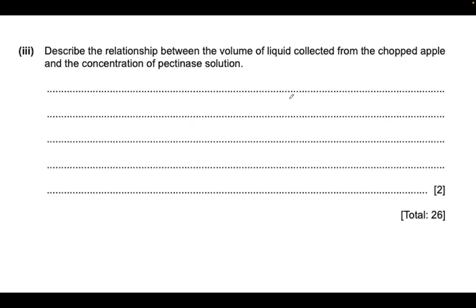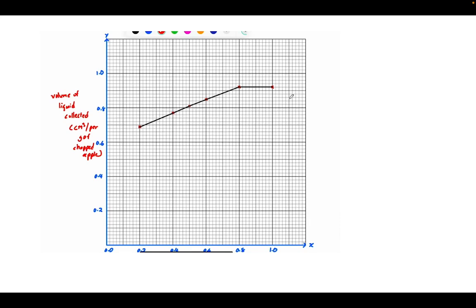And also they're asking us to describe the relationship between the volume of liquid corrected from the chopped apples and the concentration of pectinase. From what we see, as the concentration of pectinase solution increases, because you can see that it is increasing, the volume of liquid corrected increases too. It goes from here up to here, then levels off at 0.8% of pectinase. Never forget to mention that it levels off.